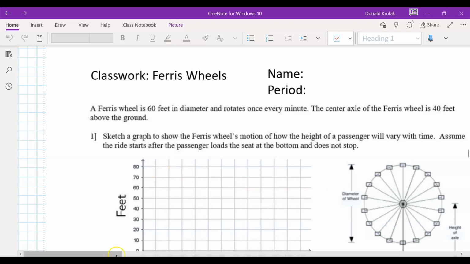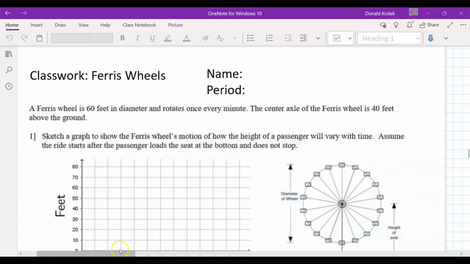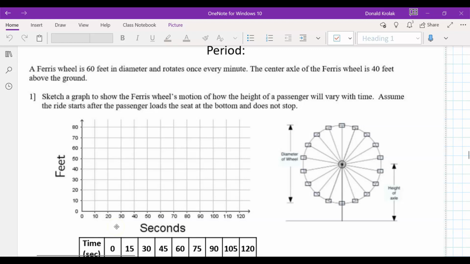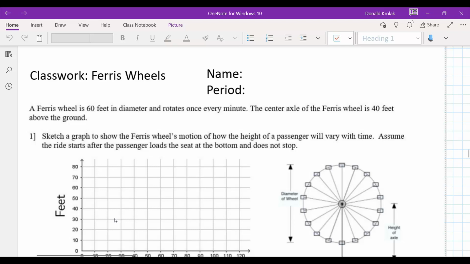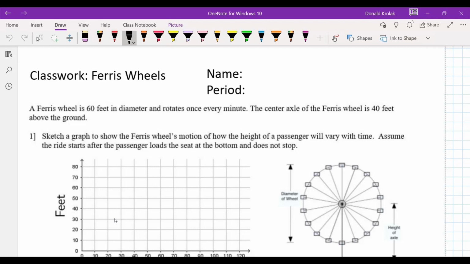All right, so on the first one here, you've got a Ferris wheel, 60 feet in diameter, that rotates once every minute. So right here, this is going to tell you what the period is. We know our period is 1 minute, or 60 seconds.